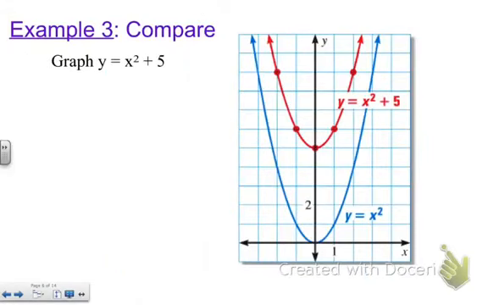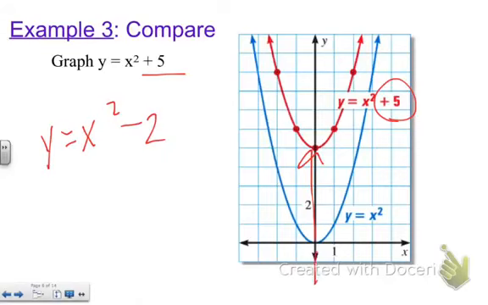This one, you'll see we have y equals x squared plus 5, so that plus 5 over here actually shifted the graph up the y-axis. So the parent function was down here, and it just shifted up 5 units. So it didn't get wider, it didn't get skinnier, it just moved up because of that plus 5. So as you can imagine, if we have minus a number, that's going to move it down the y-axis.